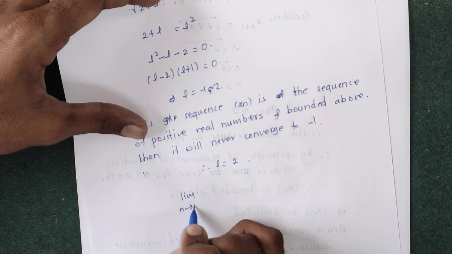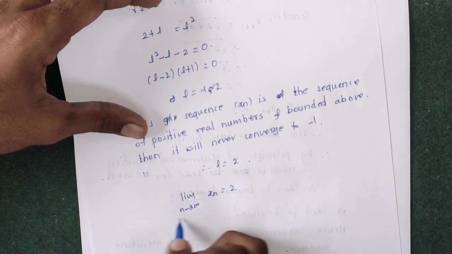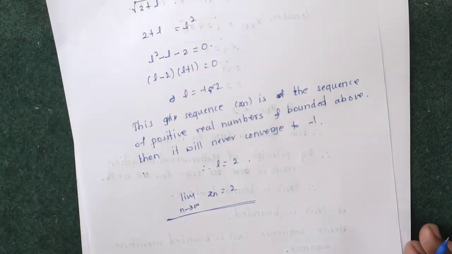The limit as n tends to infinity of xn is equal to 2. Hence the solution of the given example.